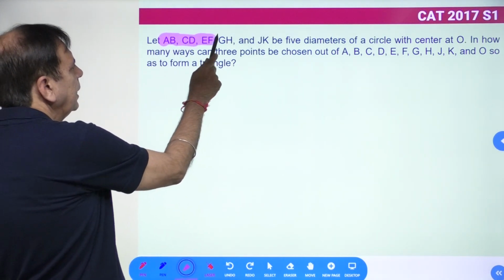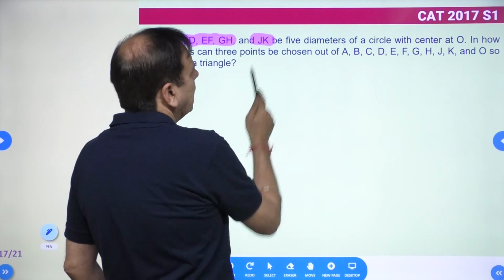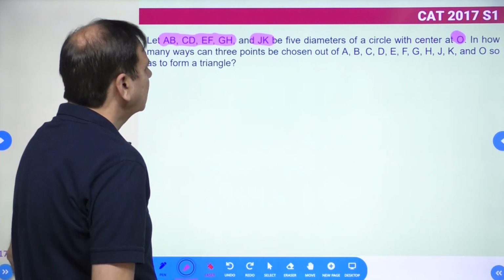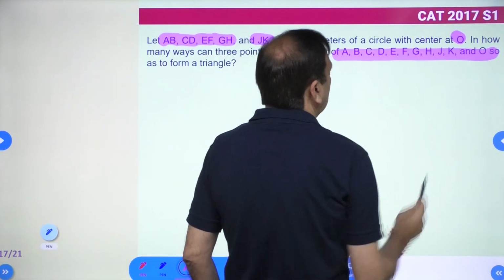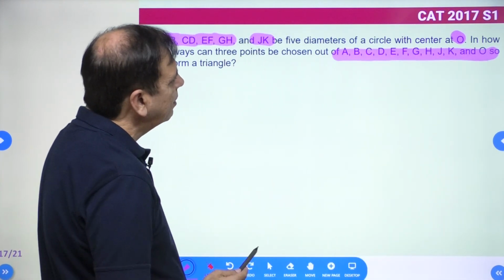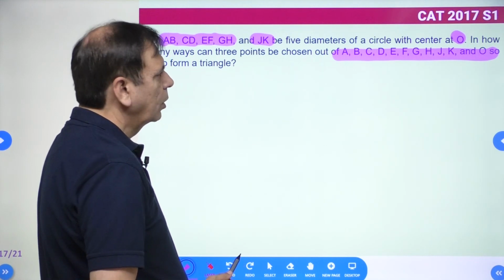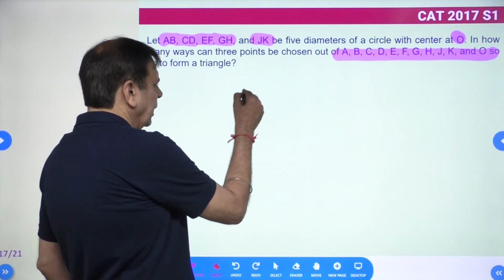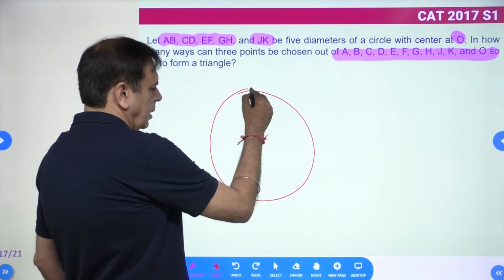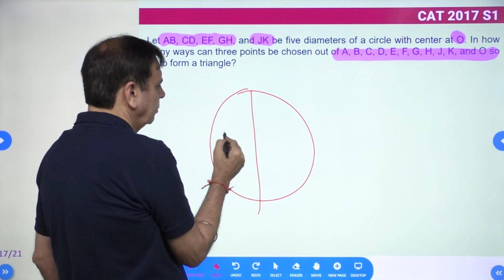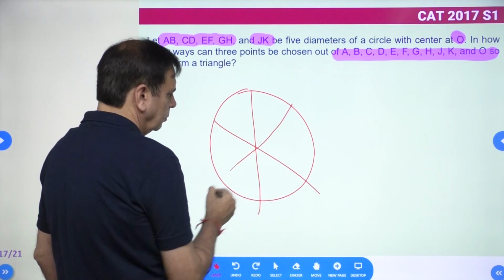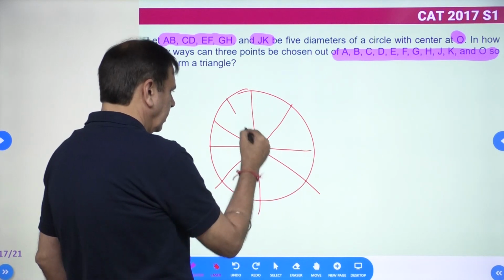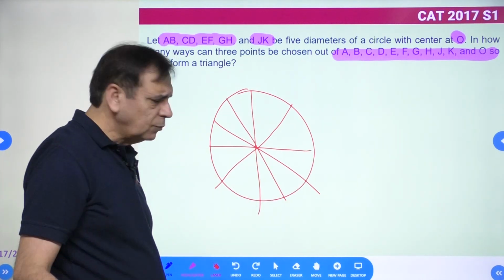AB, CD, EF, GH, JK be 5 diameters of a circle with center O. And how many ways can 3 points be chosen out of all these points? A, B, C, D, E, F, G, H, J, K, O. Okay, how many points? 11 points to form a triangle. Okay, circle बनाते हैं पहले एक. Okay, how many? 1, 2, 3. Okay, 4. Let me say 5. These are 5 we have.